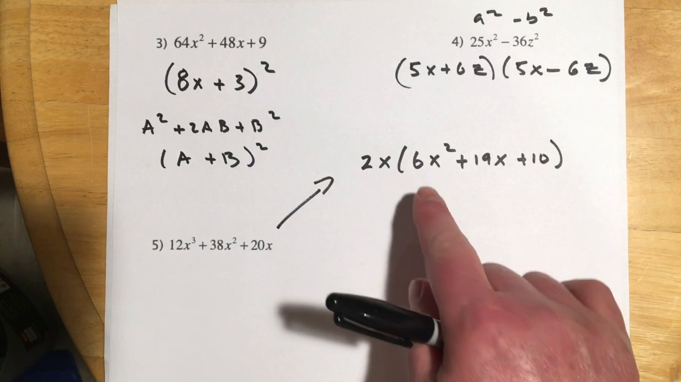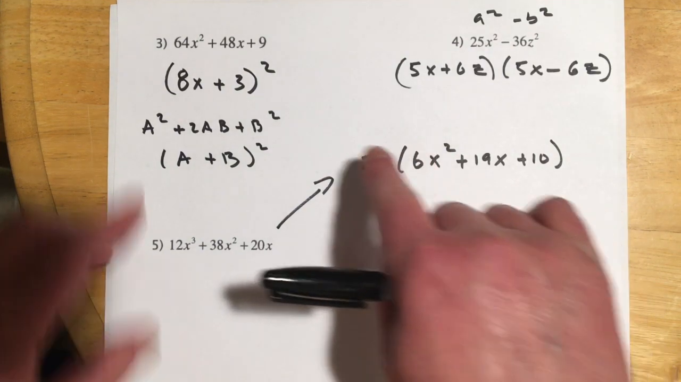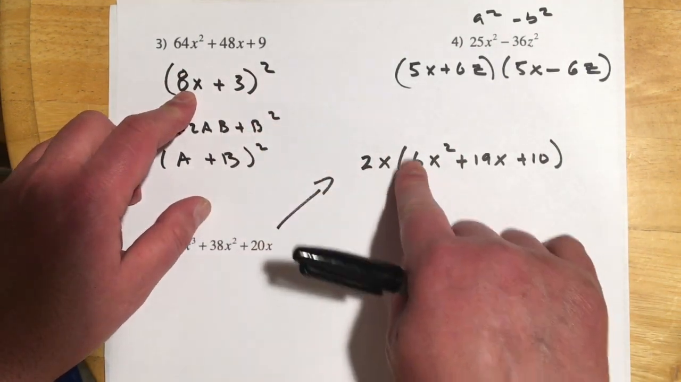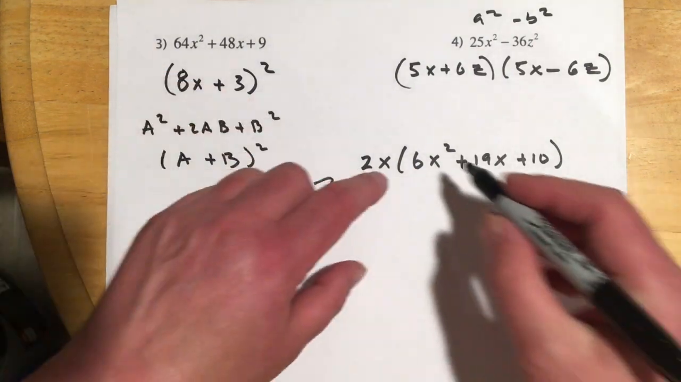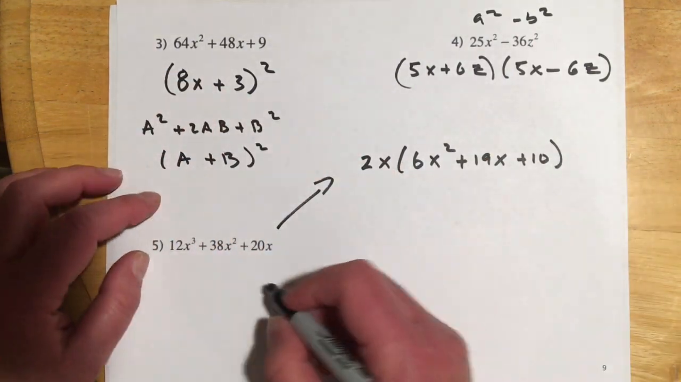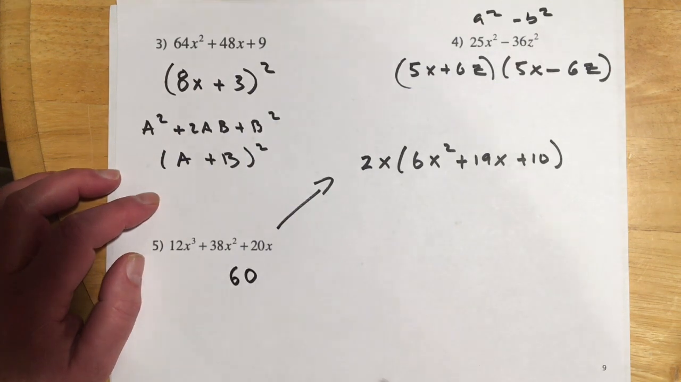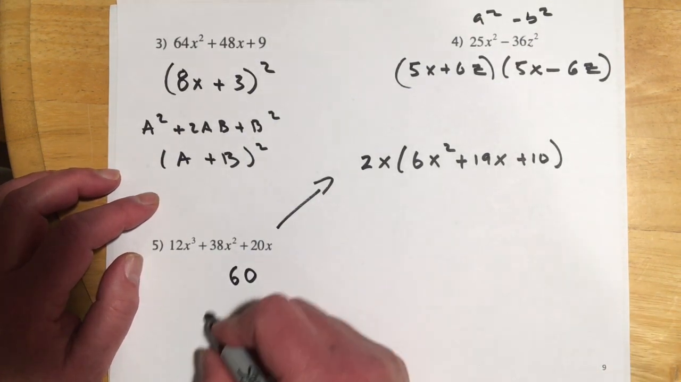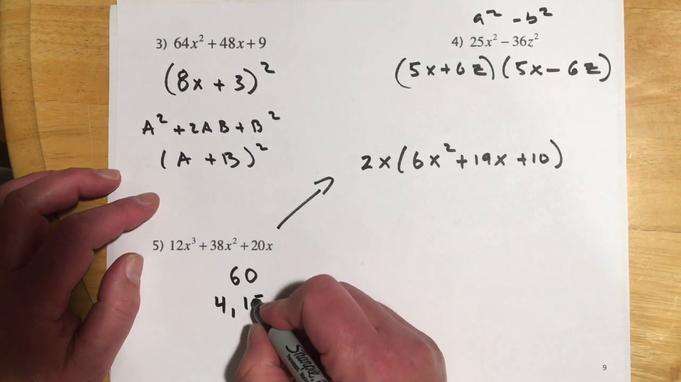So then this is the kind that kind of sucks. It's not the kind with the squares on the end, and it doesn't lead with a 1. So this is where you have to do 6 times 10 makes 60. And then we need 2 numbers to multiply to be 60 and add to be 19, which would be 4 and 15.